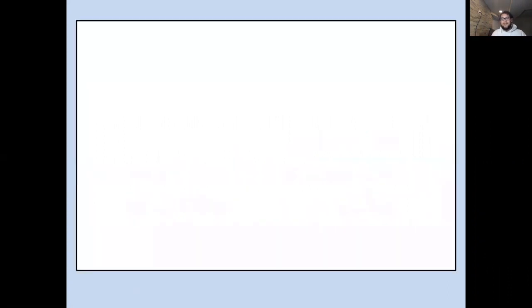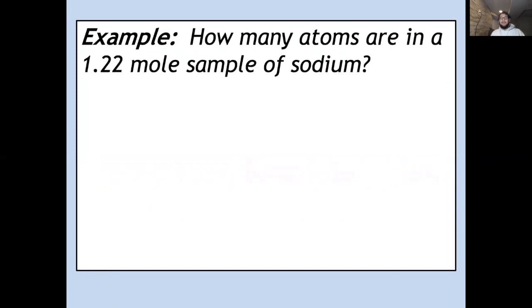All right, so let's try it. The first example here, so this is in your Notecatcher, right? If we ask, hey, how many atoms are in 1.22 moles of sodium? So this is like asking, hey, how many eggs do I have in 1.22 dozen? If I have 1.22 dozen eggs, how many eggs do I actually have?